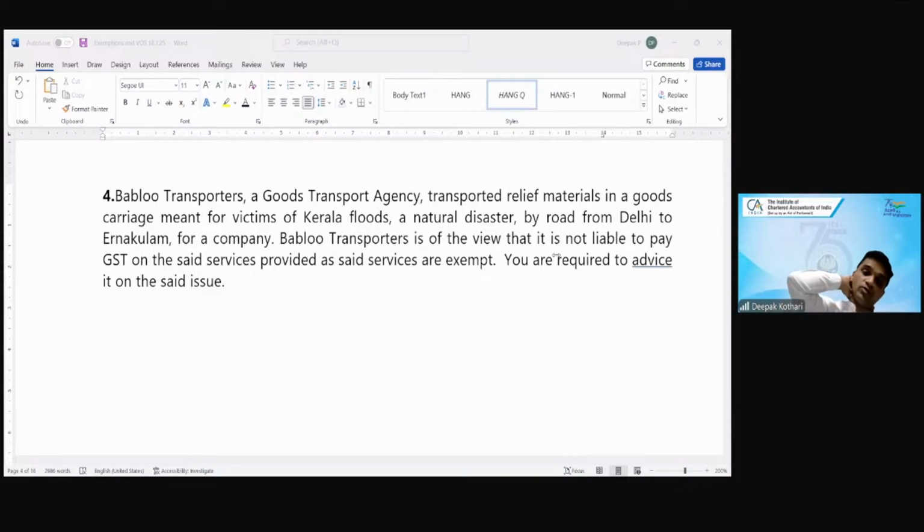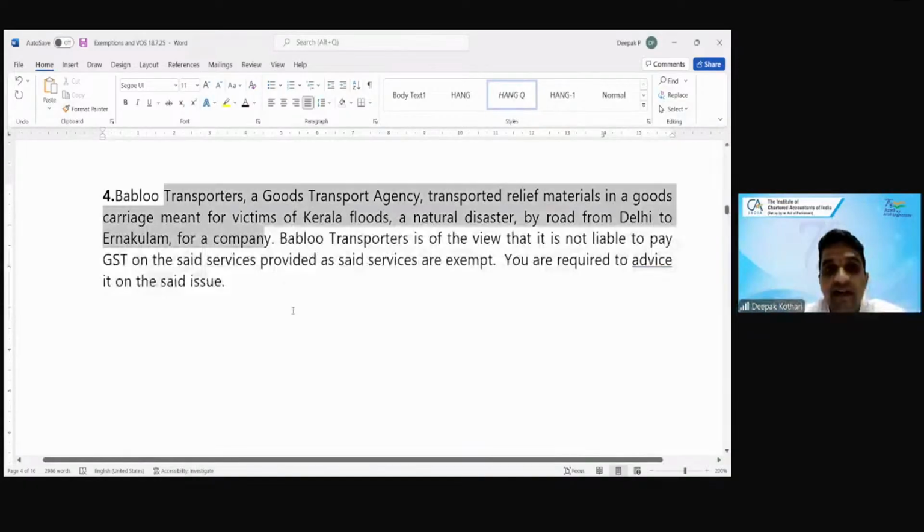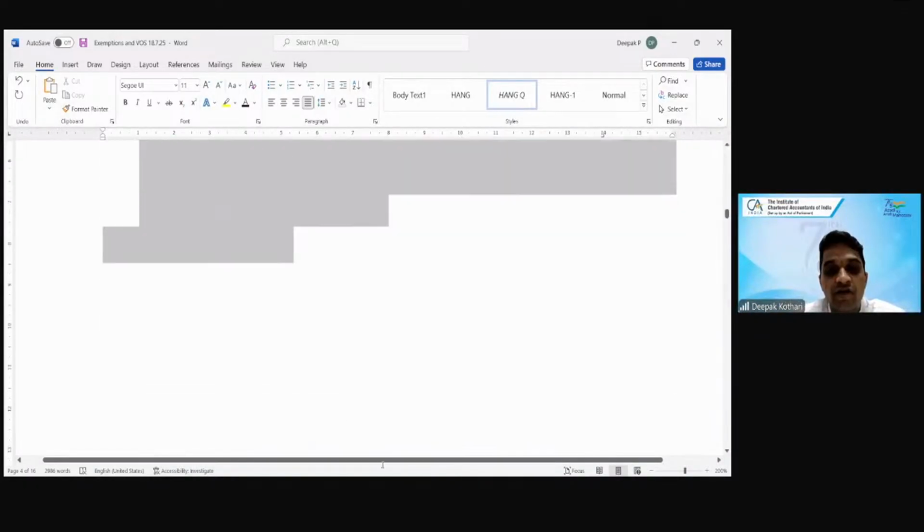तो अगर transported by road है, if you see the exemption slides what we had shared, right? There is something called as relief materials. Okay, we had said that there are special category of goods. Even if a GTA transports by road, still it will be exempted, and relief materials is one of them.